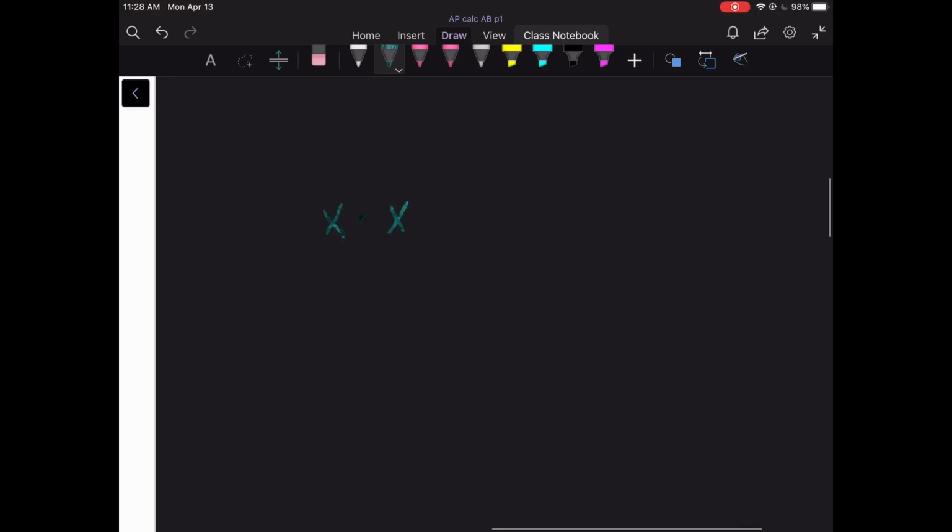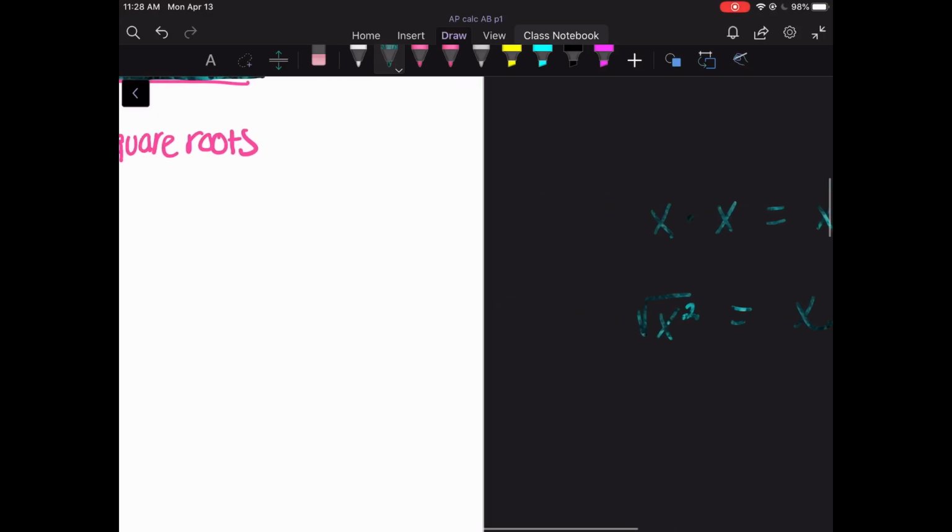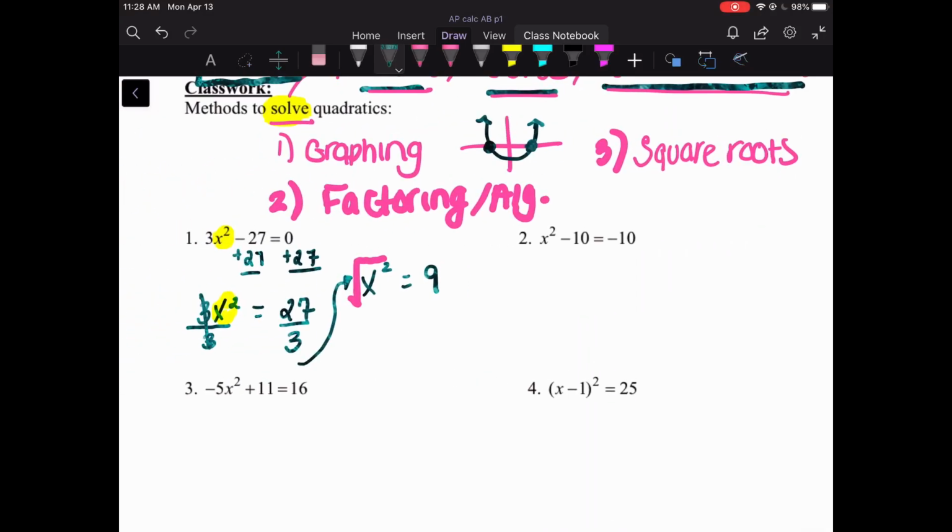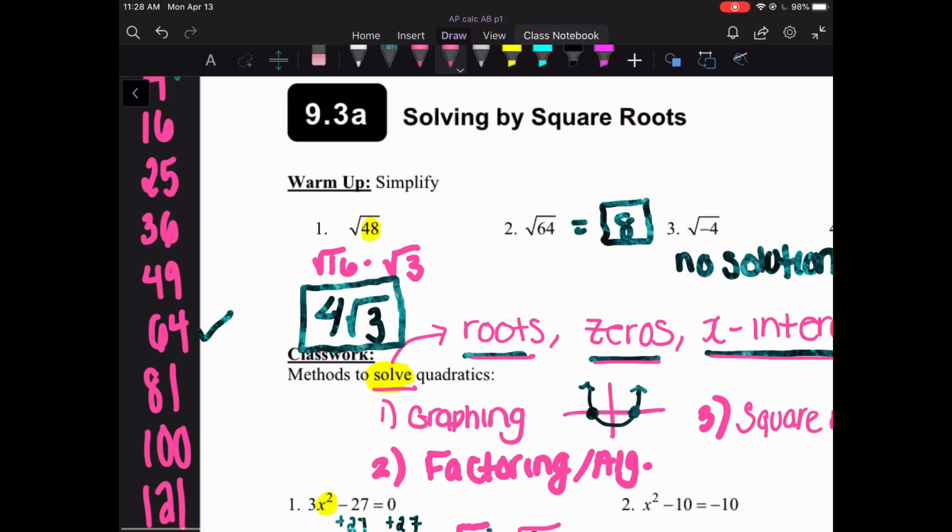X times x gives us x squared. So that's why the square root of x squared is x. So back to this problem. When you square root both sides, you get x on the left. And the square root of 9, it falls perfectly on that list.